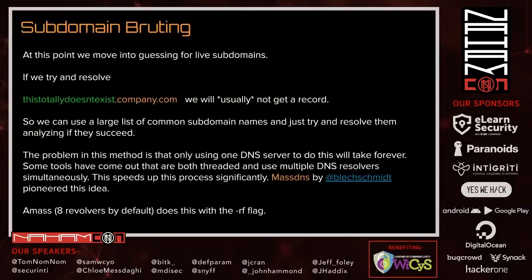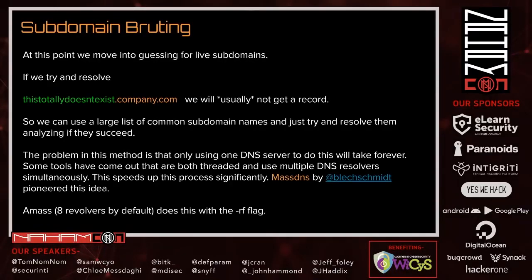So with subdomain brute forcing, at this point we're guessing for live subdomains. We're just going to try and resolve something at twitch.tv, or in this little example, company.com. Usually if you look at something like totallydoesnotexist.company.com, we won't get a record. So we can use a large list of common subdomain names and just try to resolve them over and over and see if anything succeeds.